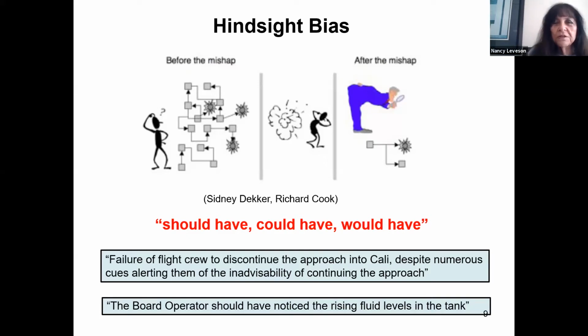There's another one. This is from a refinery accident report. The board operator should have noticed the rising fluid levels in the tank. There is a tank, and the tank overflowed. Now, it turns out that there was an alarm on the tank, the high level alarm, but it hadn't been working for 18 months and nobody had fixed it. And it's not even clear that the operators knew it wasn't working.